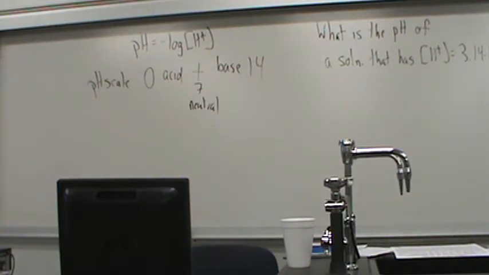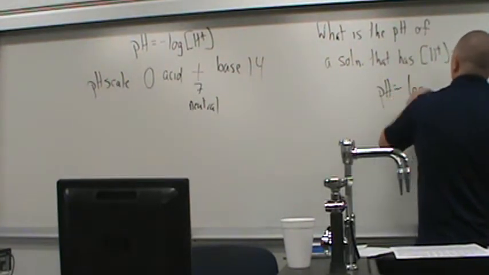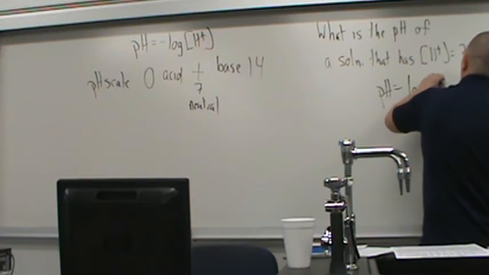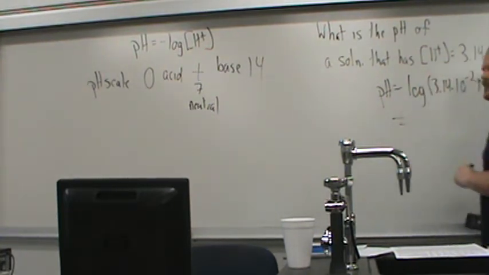Okay, so if you have one of these calculators, you might be able to put it in as you see it. So, pH is equal to negative log of 3.14 times 10 to the -2 molar. Put it in like that.